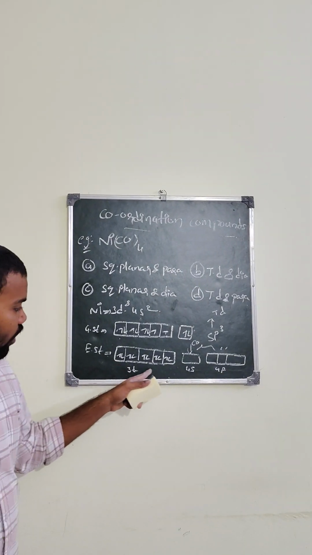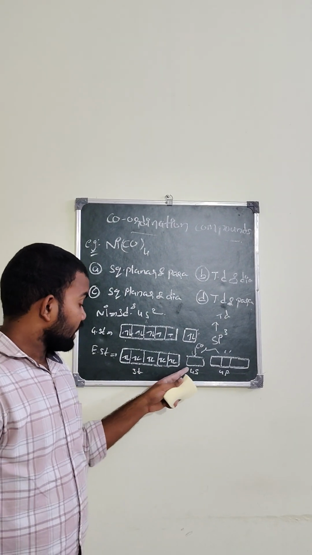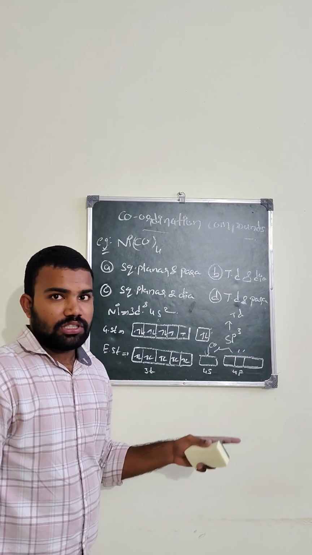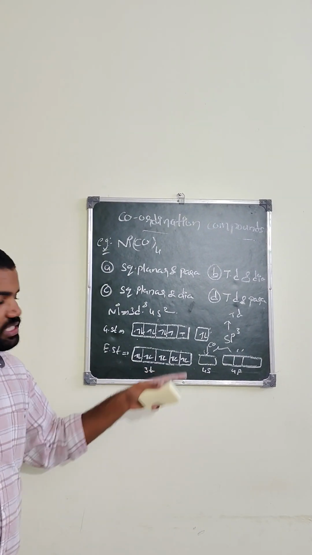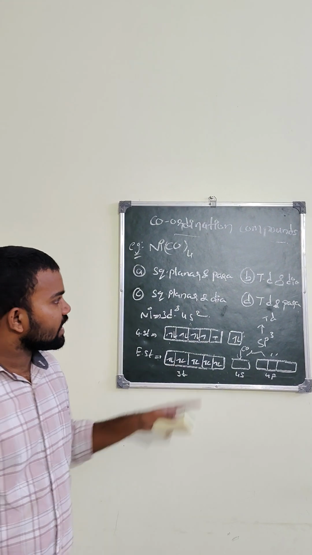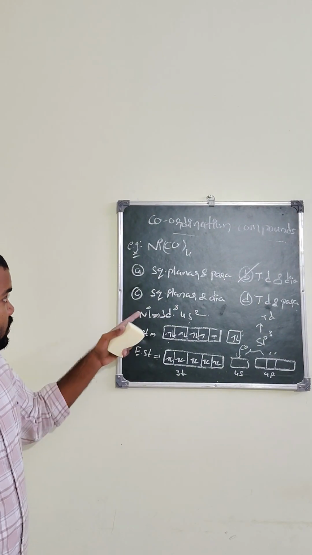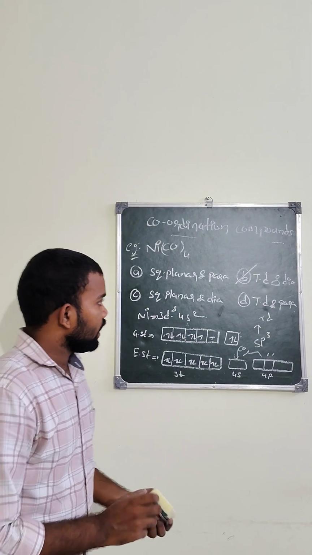So if you check the electron distribution in the orbitals, there are no unpaired electrons. All orbitals are fully occupied. It means it is diamagnetic in nature. Okay, so this is how we can explain this example.